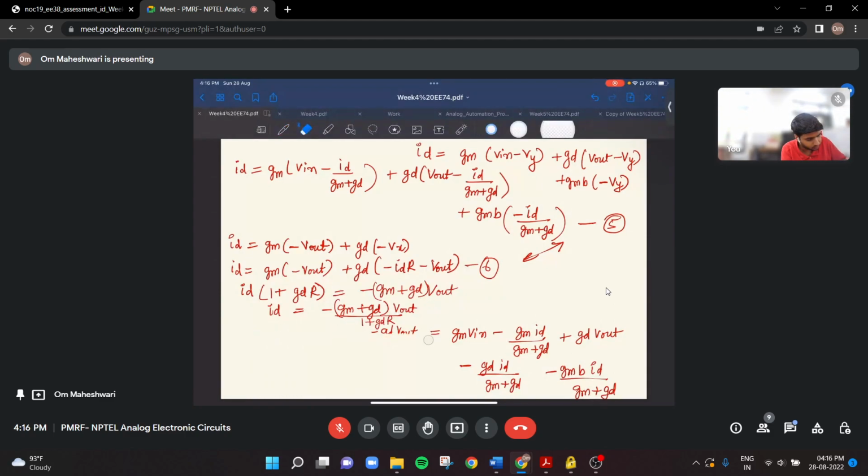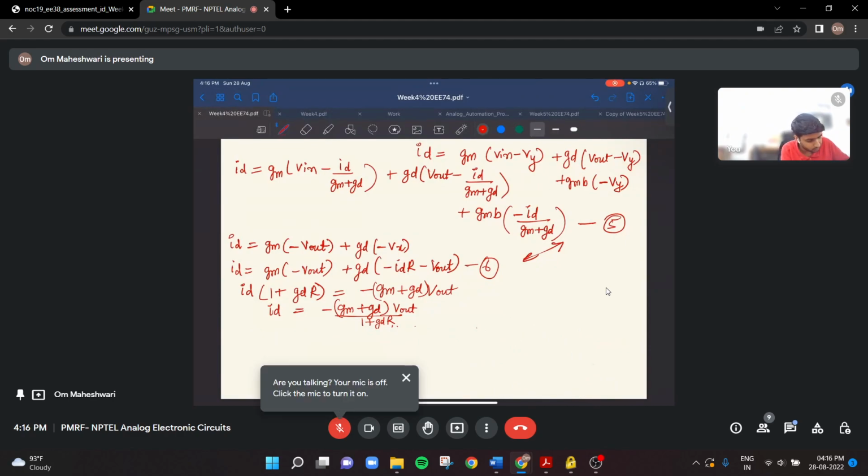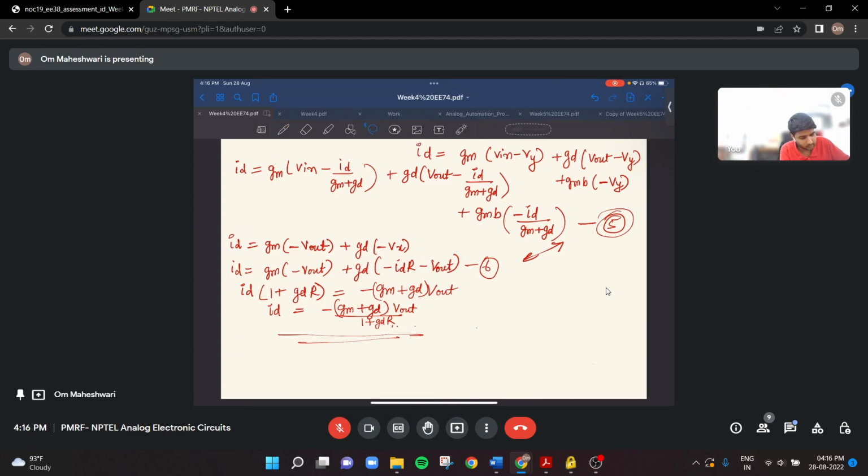So let me just erase this now. I don't need to solve this completely now. I can just put this value of ID in the fifth equation, then we will get an equation in terms of V out and V in. So then we can solve it. Just copy this again.